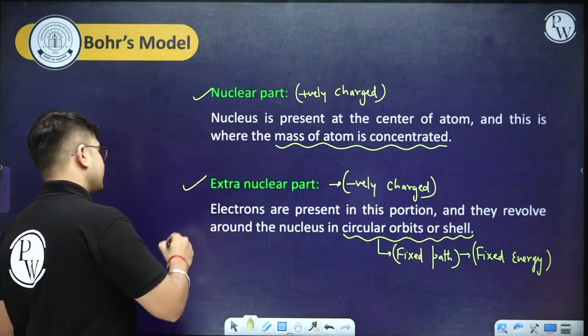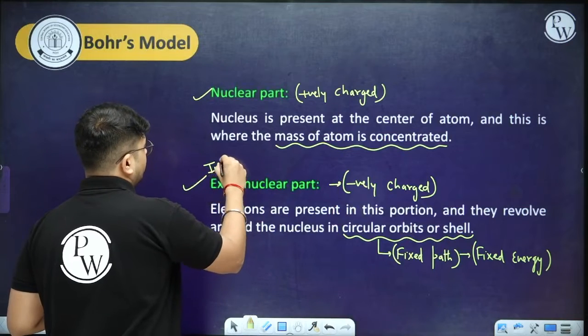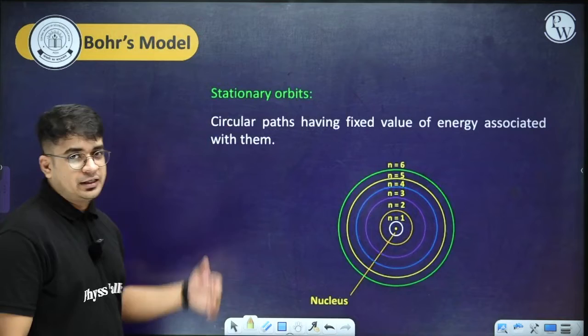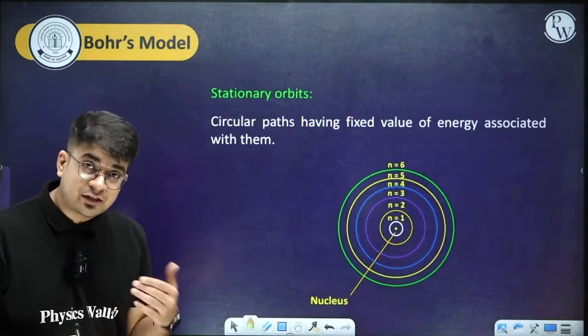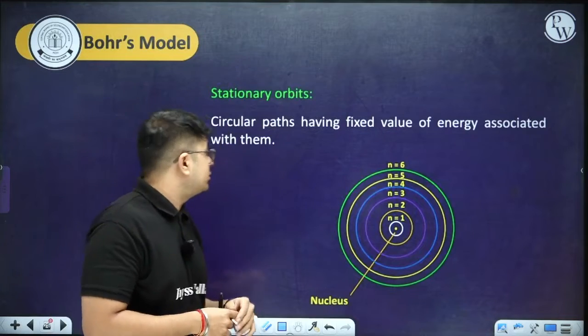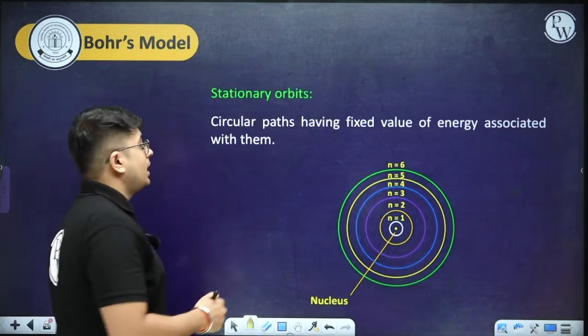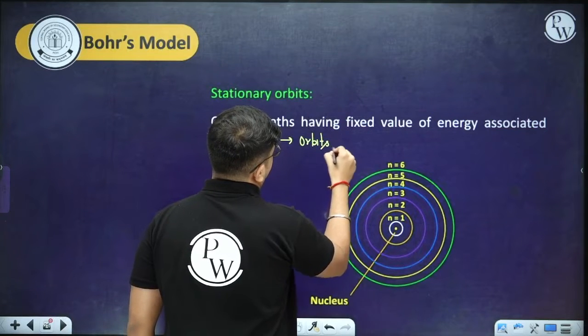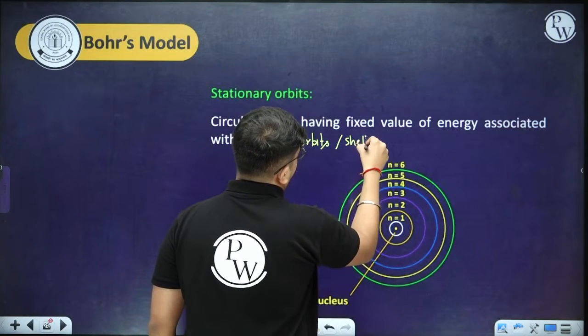I hope this part is clear to everyone, and this is the important portion. This is a very important portion. Now if I talk about the analysis of these fixed or stationary paths, we can say circular paths having a fixed value of energy associated with them are actually your orbits, or I can say shells.